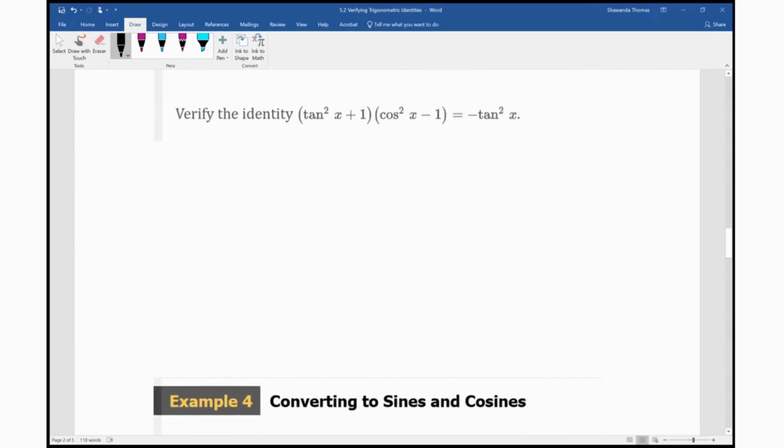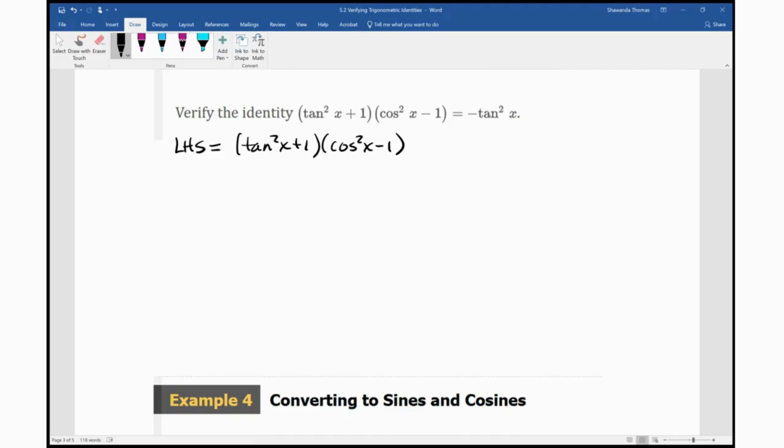Verify the identity. Which side do you think we should work with first? The left hand side. I agree. Left hand side. Does anything look familiar? We got a tan squared x plus 1, and we got a cosine squared x minus 1. Anything y'all see that looks familiar to those things when you look at your identities?